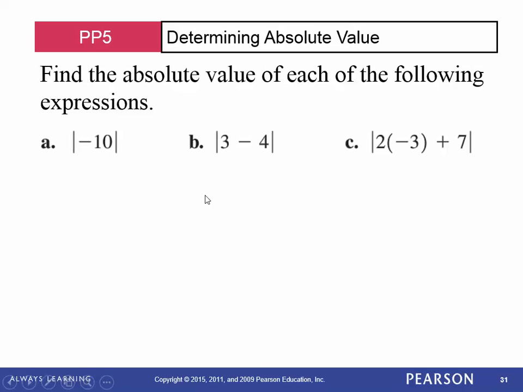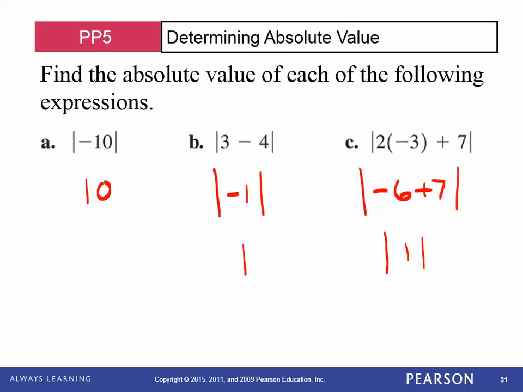Alright, so let's go for it here. So absolute value of -10, 10, easy. This one you've got to do a little bit of work here. So 3 minus 4 will be a -1, but inside the absolute value still. So then the absolute value of -1 is a 1. And this one here, you've got to do a little bit of work, some multiplication here. 2 times -3 is -6, and -6 plus 7 makes a positive 1. Absolute value of positive 1 is just still a 1.